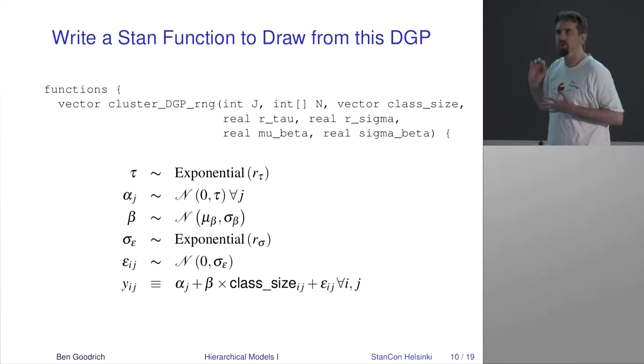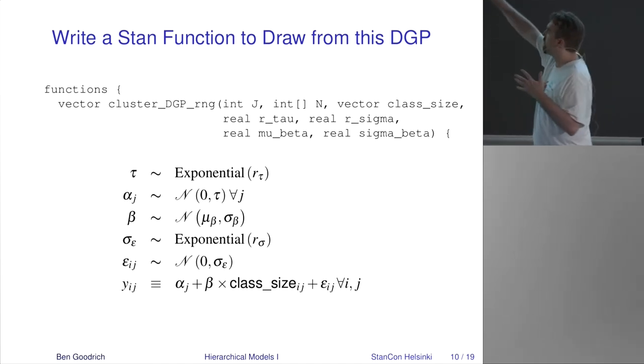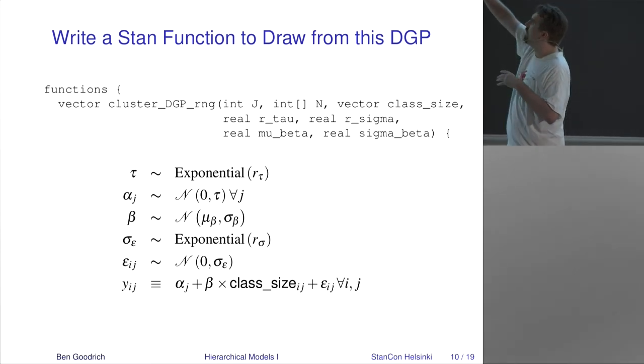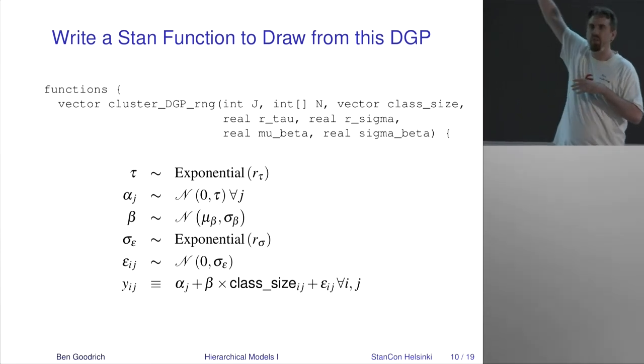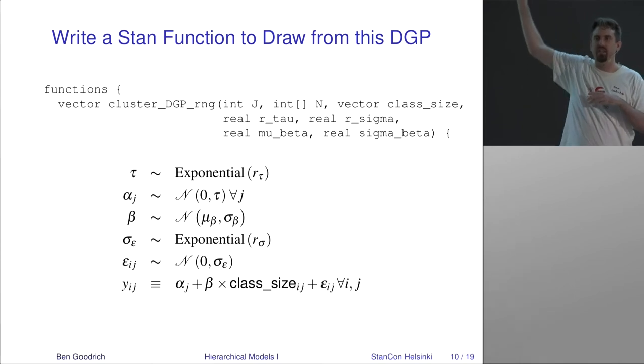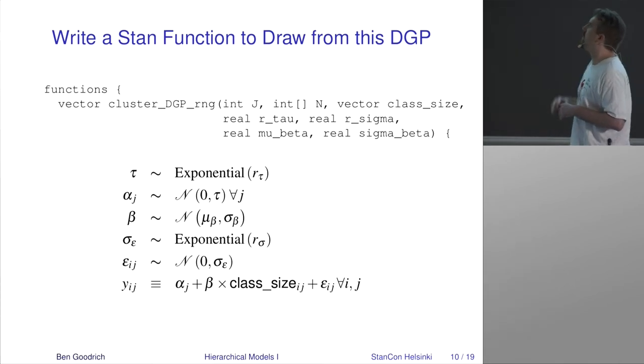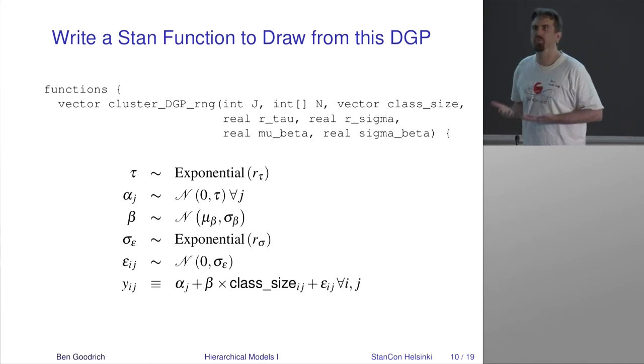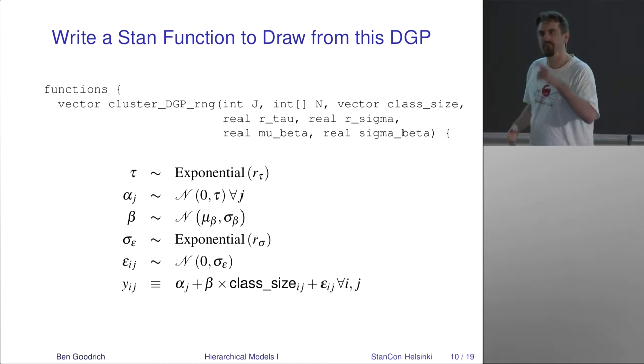But what we want you all to do is to write sort of the body of a function in the Stan language that starts like this, that has that signature and returns a vector of predictions on y. Go.